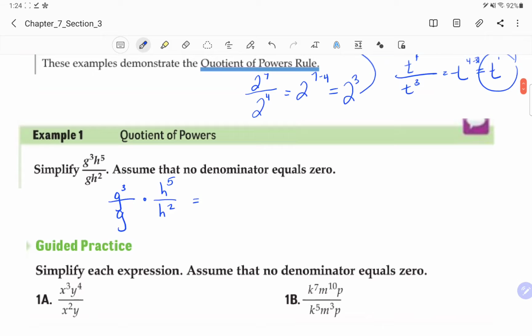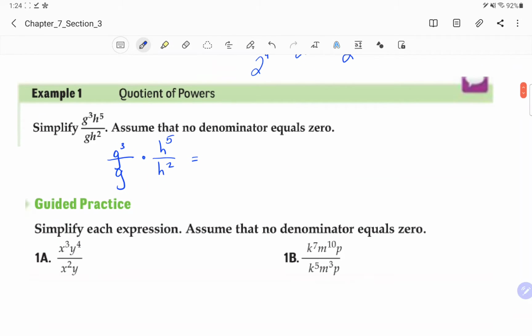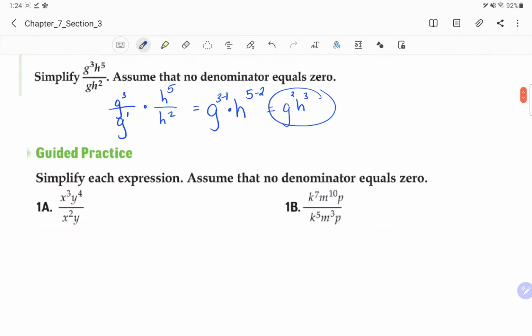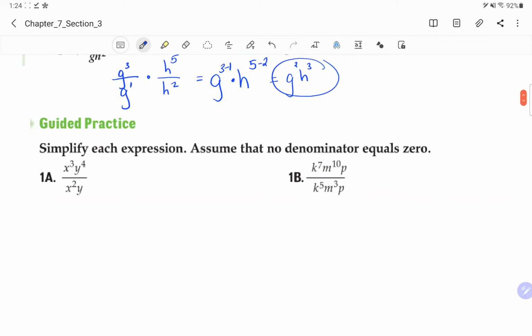Okay, my quotient of powers rule says g will become g to the 3 minus, remember, when it has no exponent, it has an exponent of 1. Okay, and then h will become h top minus bottom, always top minus bottom, equals g to the 2nd, h to the 3rd. And that would be our answer. All right, so go ahead and pause real quick and try 1A and 1B.